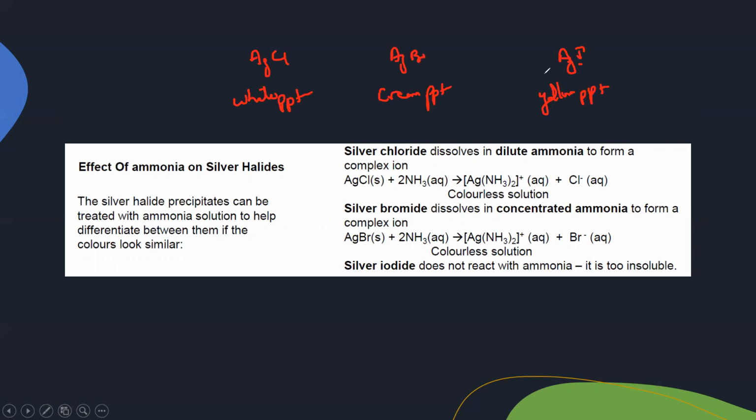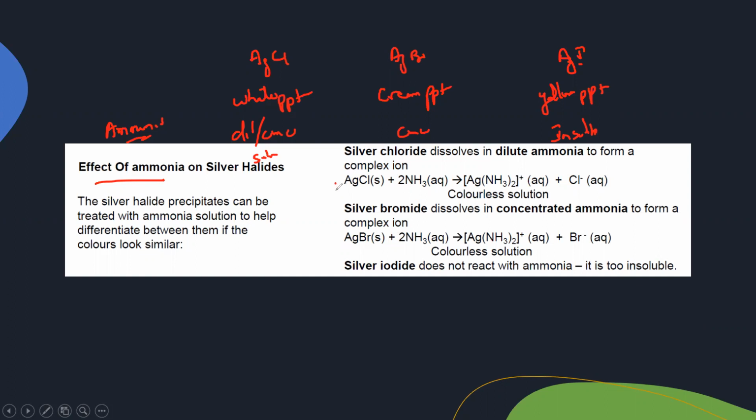So we can carry out a confirmation test, or we can say CT. C stands for confirmation and T is for test. So we can add aqueous ammonia, and aqueous ammonia can be dilute or concentrated. If we add dilute or concentrated aqueous ammonia, silver chloride will dissolve, it is soluble. But silver bromide is only soluble in concentrated, and silver iodide is insoluble, it does not dissolve. So using this aqueous ammonia test, we can identify.